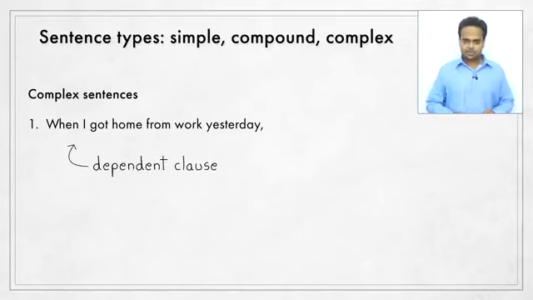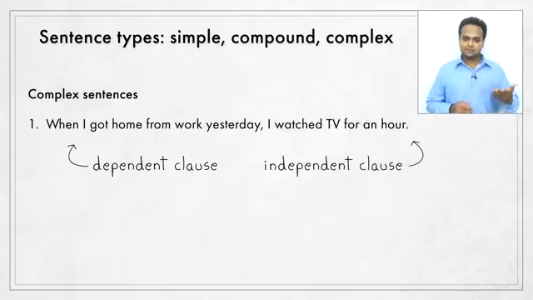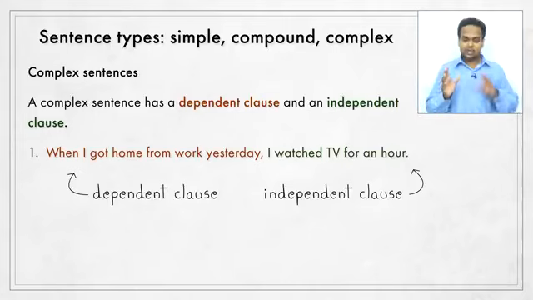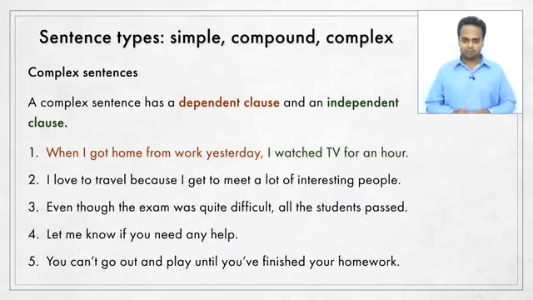To make it a complete sentence, you have to add an independent clause. For example, when I got home from work yesterday, I watched TV for an hour. So you see that there is a dependent clause and an independent clause. And now it's a complete sentence. And this type of sentence is called a complex sentence. Here are some more examples, but before I talk about them, in each one I want you to identify the dependent clause and the independent clause. Stop the video and try the exercise, then play the video again and continue.